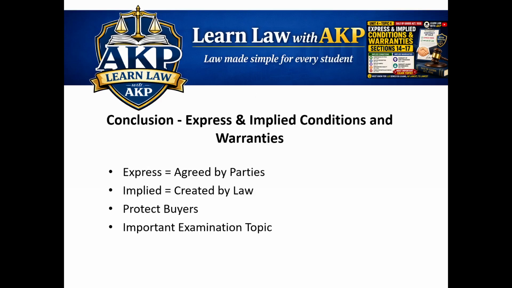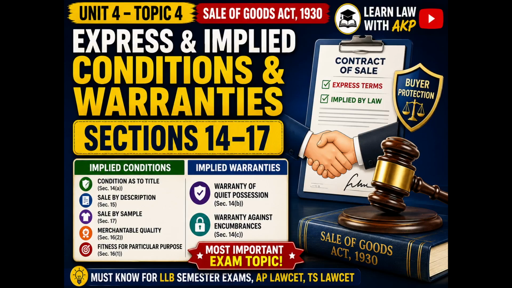Let us conclude this topic. Express conditions and warranties arise from agreement between the parties. Implied conditions and warranties arise automatically through law. The Sale of Goods Act provides several important protections, including title, description, sample, merchantable quality, fitness for purpose, quiet possession, and freedom from encumbrances. These provisions provide strong protection to buyers and ensure fairness in commercial transactions. So, for examinations, remember the sections, examples, and case law.